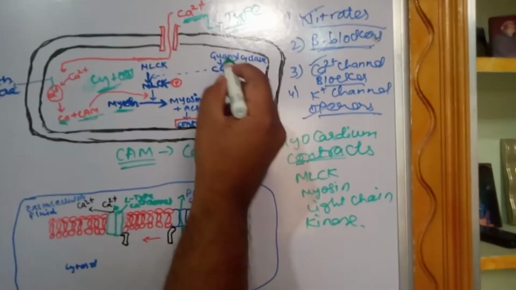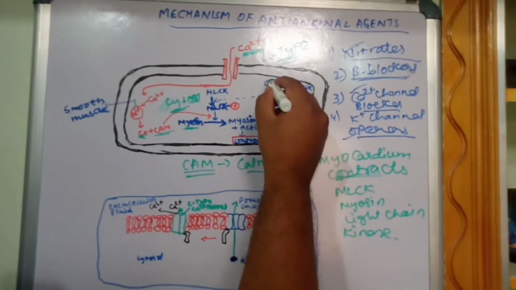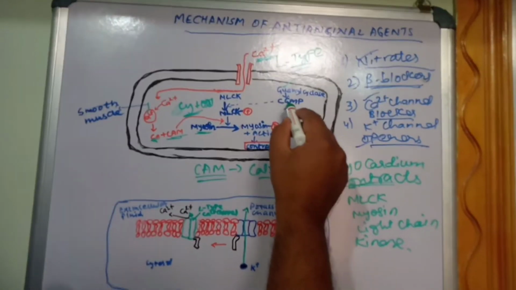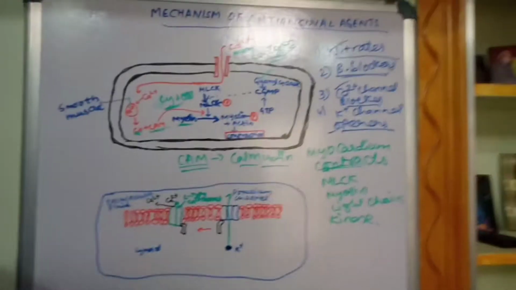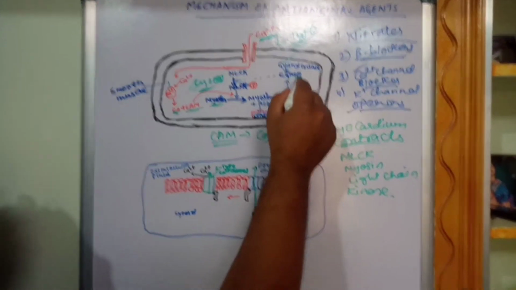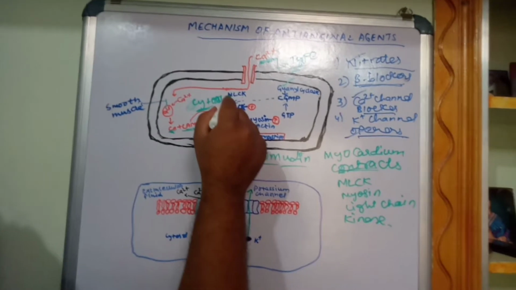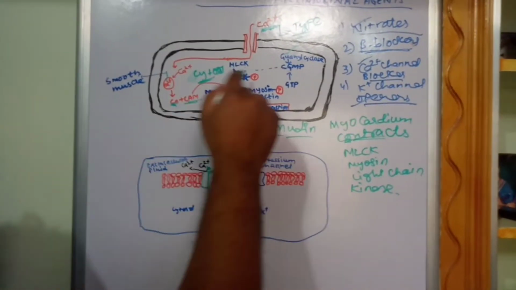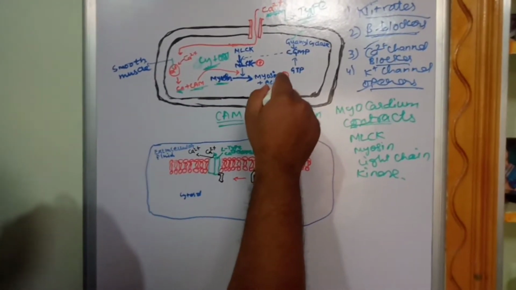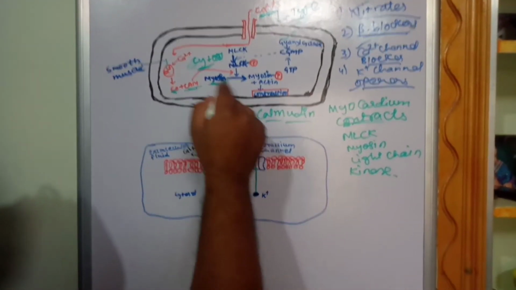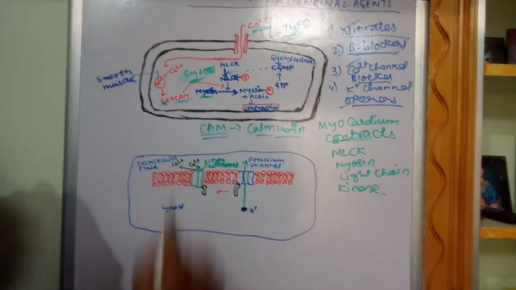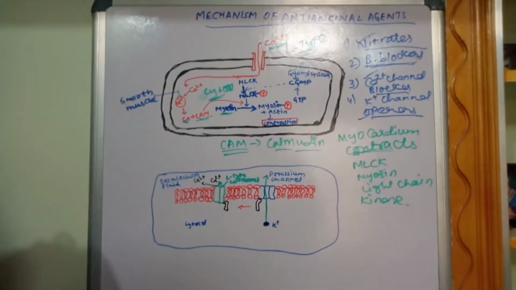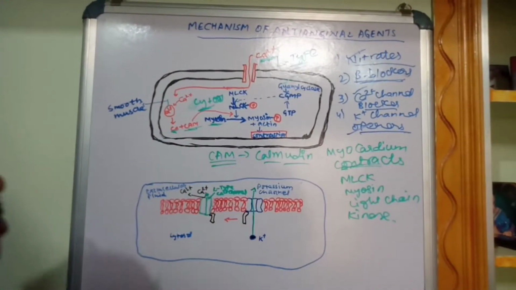The other method is by the guanylate cyclase pathway. What does this pathway do? Guanylate cyclase activates cyclic GMP, cyclic guanosine monophosphate. This leads to phosphorylation of myosin. When it gets phosphorylated, the phosphorylated myosin combines with actin and finally leads to contraction. So this is the overall mechanism of contraction.